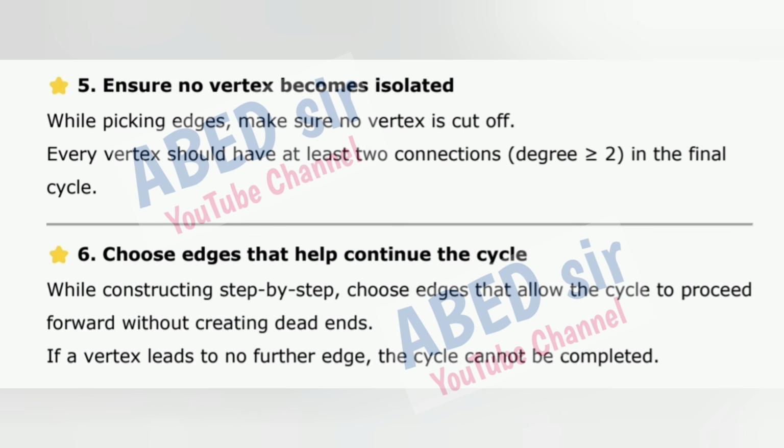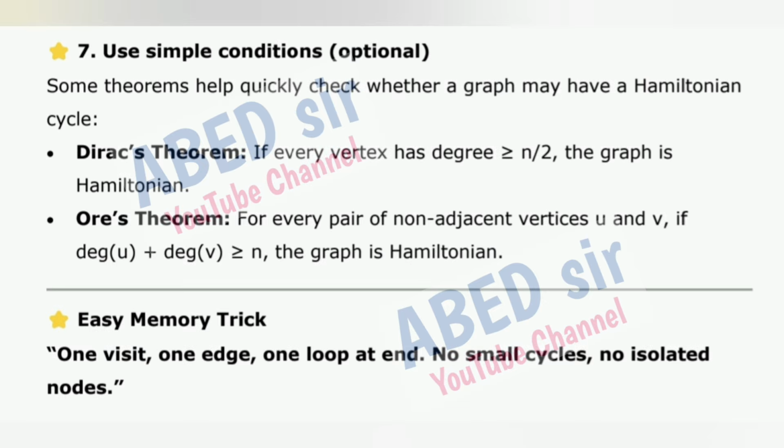6. Choose edges that help continue the cycle. While constructing step by step, choose edges that allow the cycle to proceed forward without creating dead ends. If a vertex leads to no further edge, the cycle cannot be completed. 7. Use simple conditions, optional.